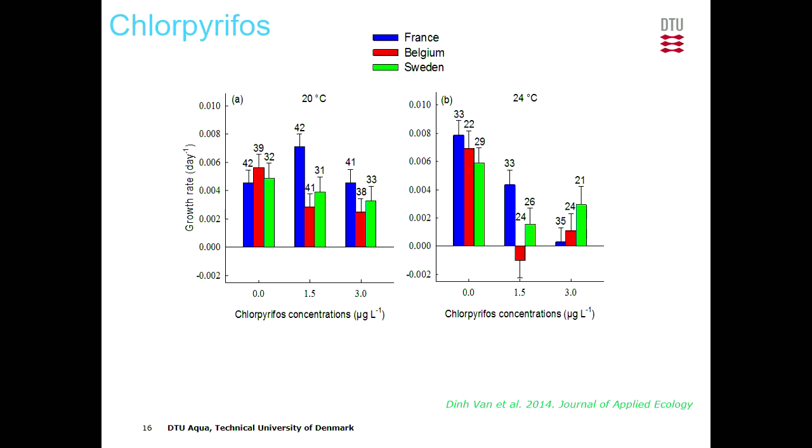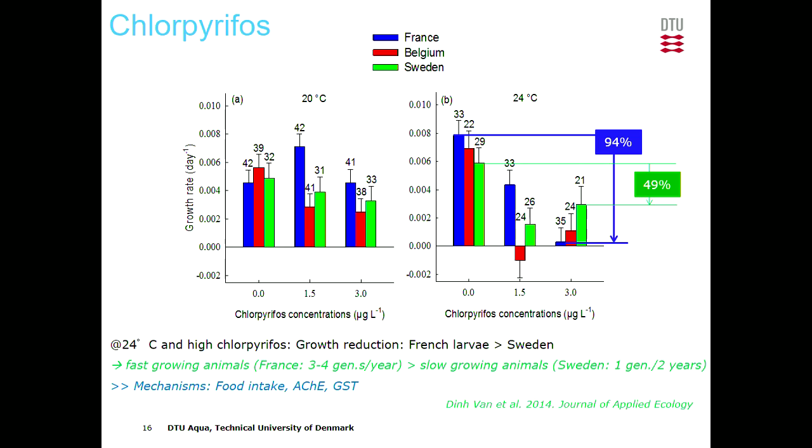But with chlorpyrifos, it's not very clear here, but somehow you can see that at high temperature the French population suffers much more growth reduction from chlorpyrifos than the high latitude population. One explanation might be that the French population has 3 to 4 generations per year, so they develop much faster than the Swedish population, which has only 1 generation per 1 or 2 years. The faster they grow, the more they might suffer from contaminants.